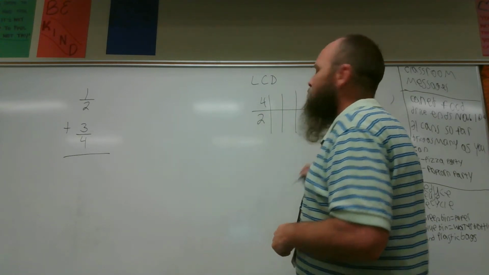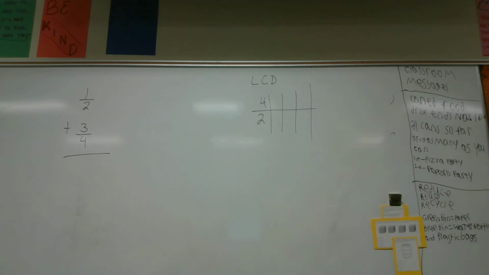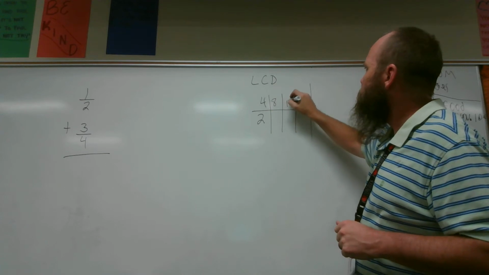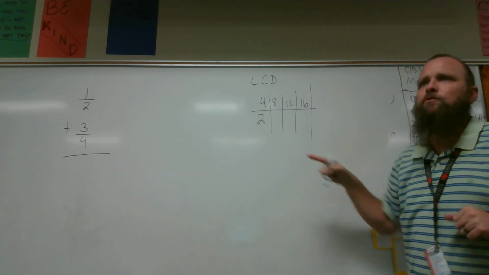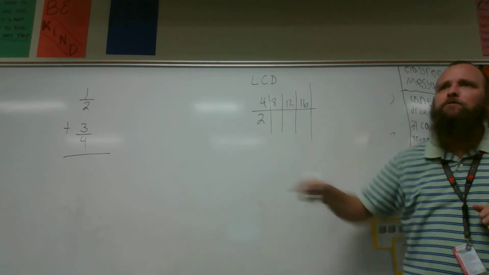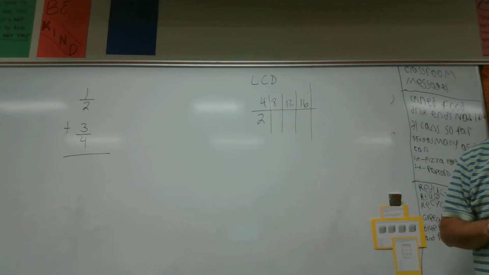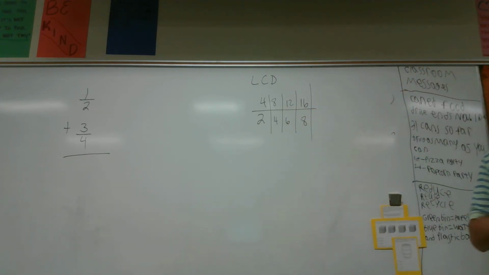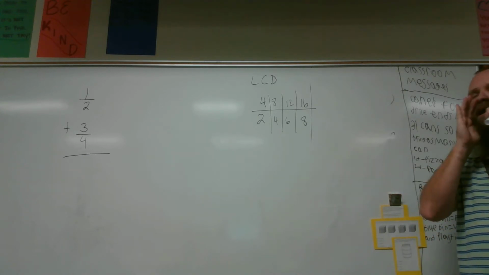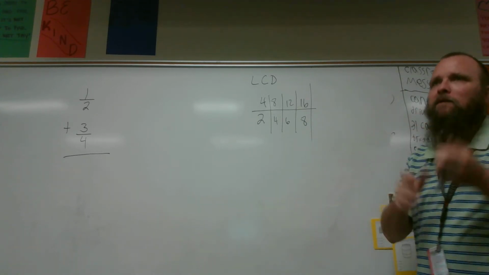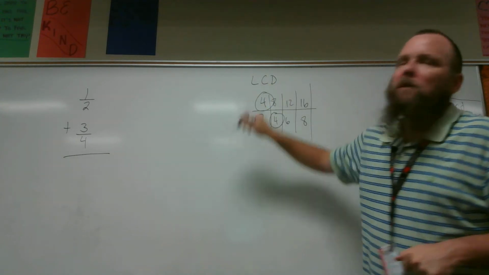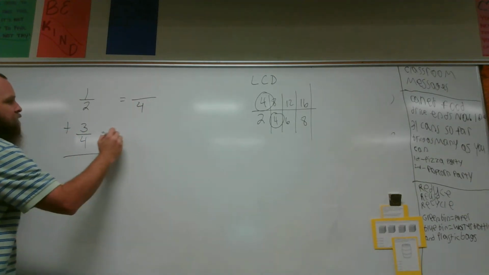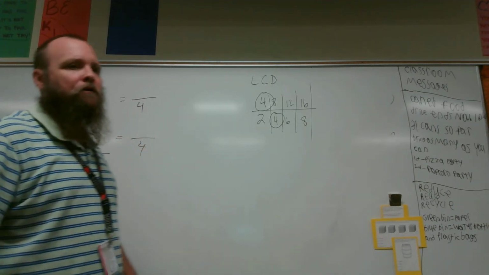Riley, what is my least common denominator? 8. Not 8. There's a smaller one. 4. So my least common denominator is 4, which means I need to change both of these fractions so that they have a denominator of 4.